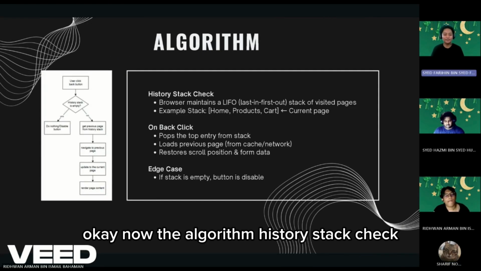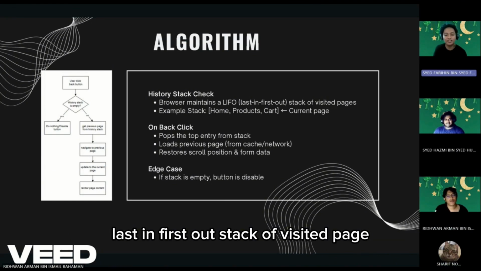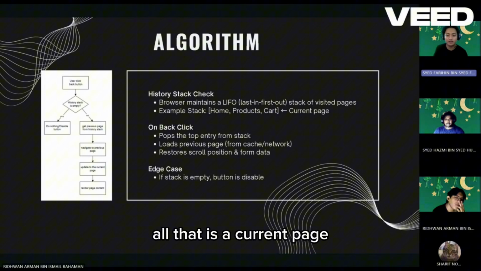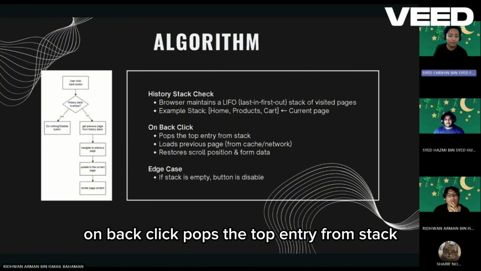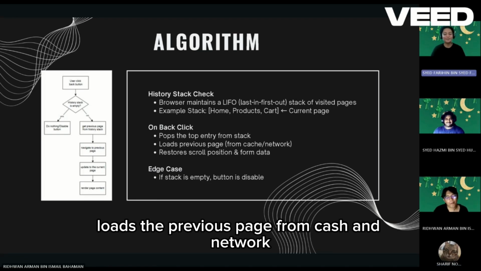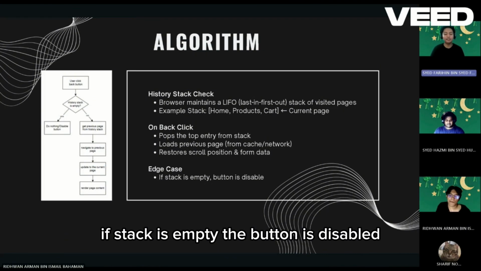Now the algorithm. History stack check. First, the browser maintains a LIFO, last in first out, stack of visited pages. Example stack: home, product, cart. The last one is the current page. On back click, it pops the top entry from the stack, loads the previous page from cache and network, and restores scroll position and form data. Edge case: if the stack is empty, the button is disabled.